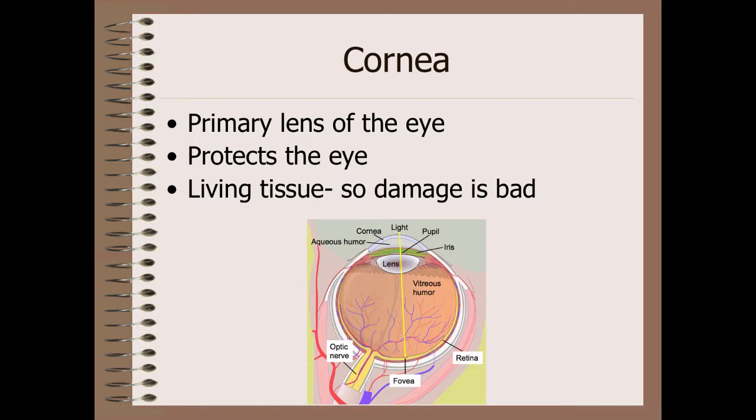It also serves to protect the eye. However, it is living tissue, so it is susceptible to injury, infection, and allergic reactions. In some cases, it can even develop scar tissue, so damage to the cornea can be a bad thing.